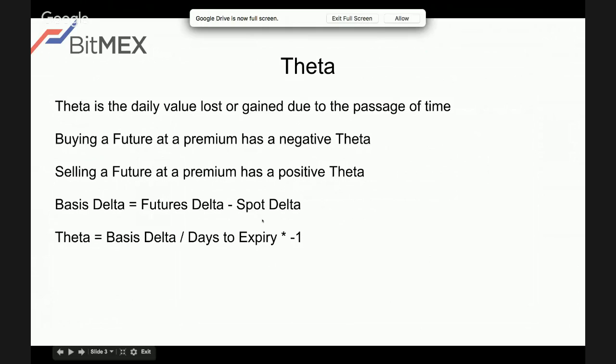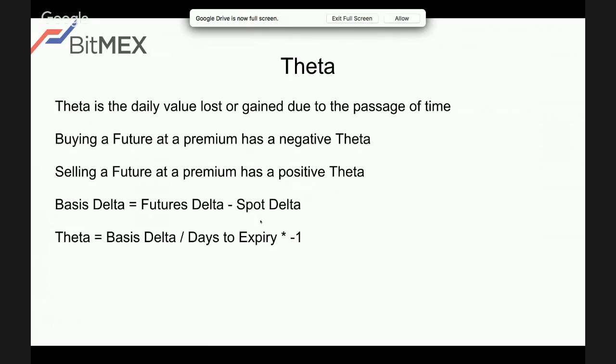So if you buy a future that is at a premium or is in contango, i.e. the futures price is greater than the spot price, you have a negative theta. That's because you've paid more for something than it is worth currently today, which means that it'll decay. So you've paid an interest rate, you're going to pay that interest rate over the life of the contract, and we call that a negative theta.